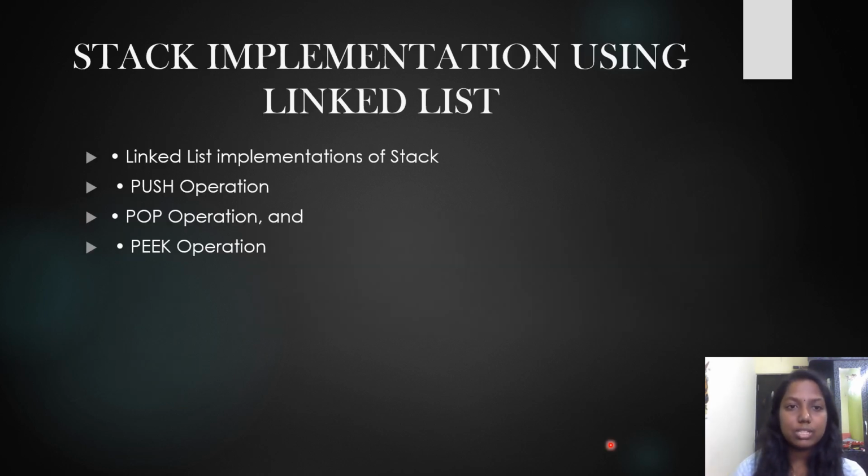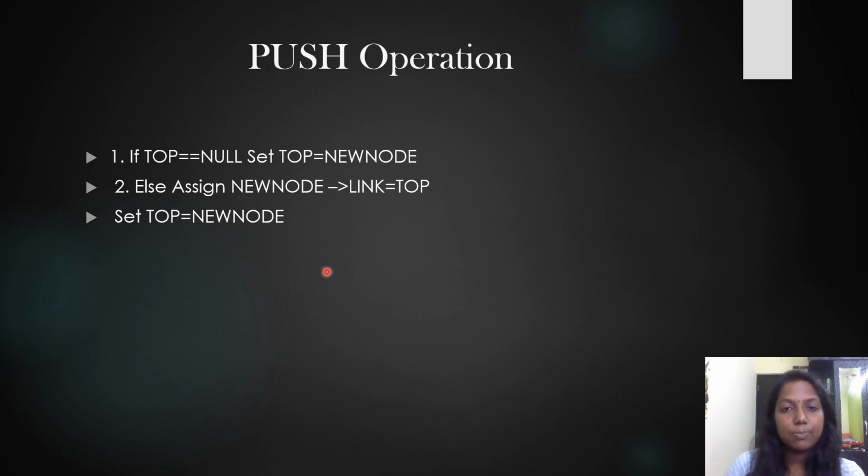Stack implementation using linked list: we can perform three operations, push, pop, and peek. Push is basically nothing new, as we know how we used an array to insert a new element. We just say if the top is equal to null, set top equal to new node. So basically, if the head is equal to null, then the head is equal to new node. Else we just assign new node link is equal to top, and top equal to new. This is basically just to add in new nodes, or to push the values into the linked list.